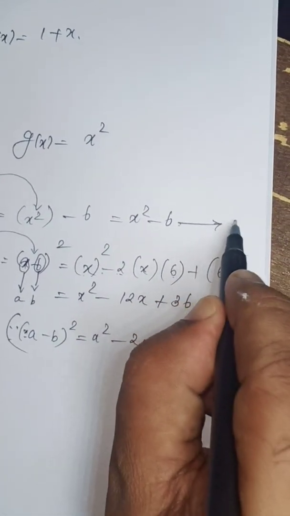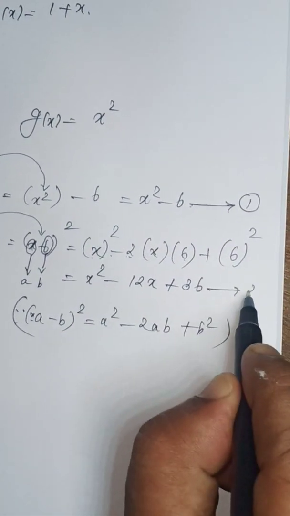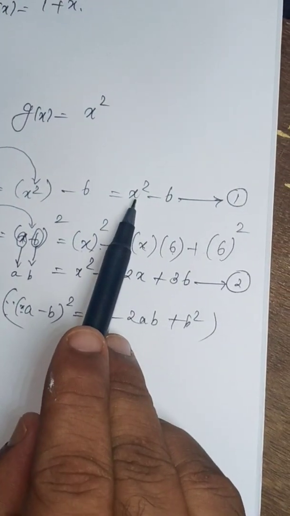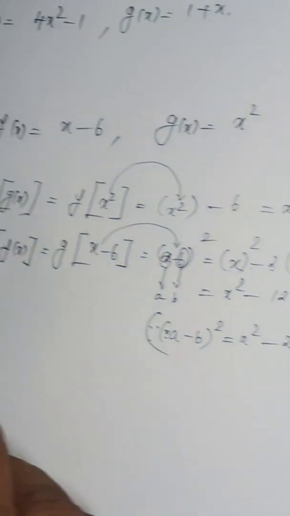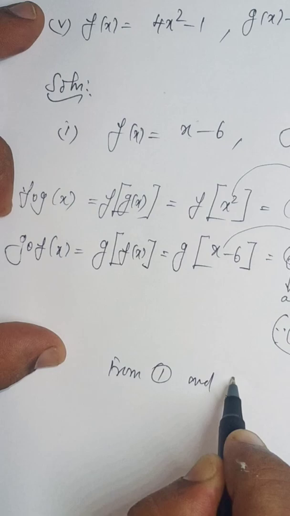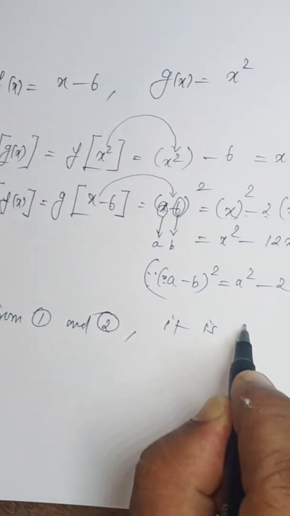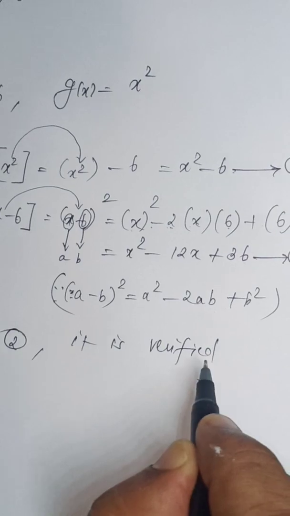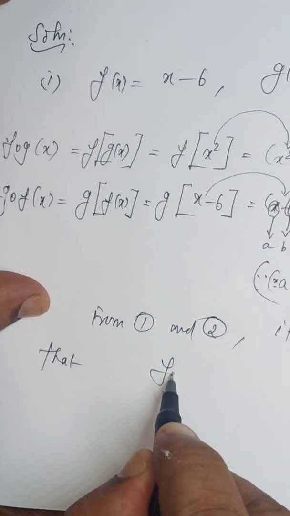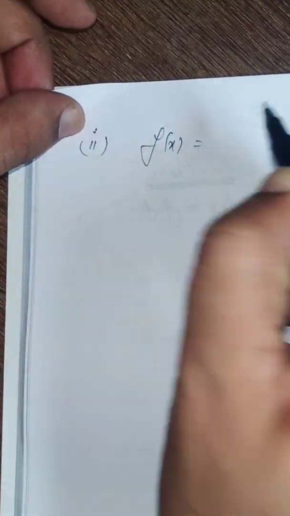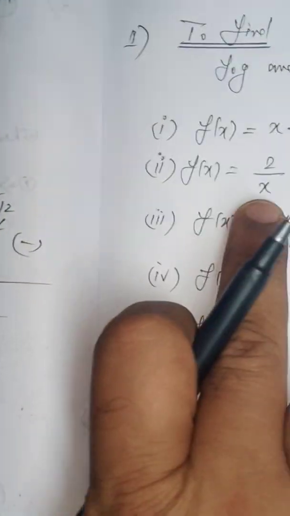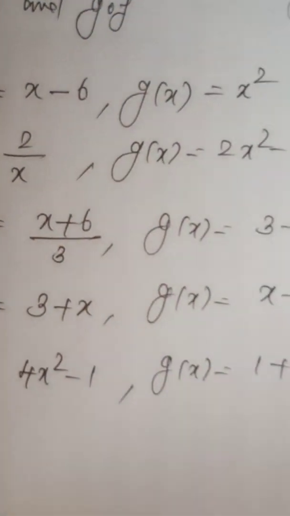Look at that, let it be number 1 and number 2. Are 1 and 2 equal or different? Different, obviously. This is x squared minus 6, this is x squared minus 12x plus 36. So from 1 and 2, it is verified that f dot g is not equal to g dot f. Now second subdivision. f of x is equal to 2 by x, g of x is 2x squared minus 1.